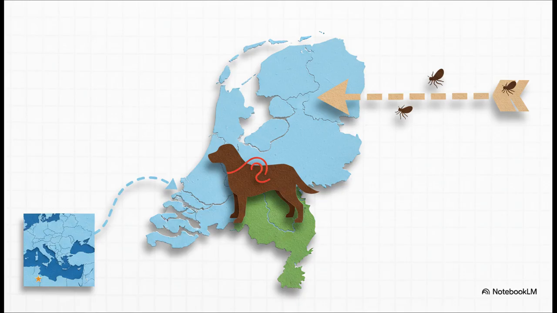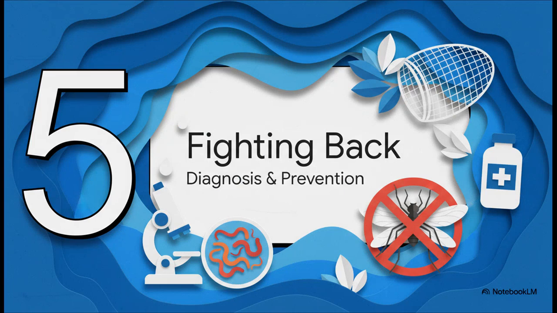But here's the other huge risk factor. The thousands of dogs imported every year from Mediterranean countries where Leishmania is already widespread. So if the sandflies arrive, the parasite is already there, waiting in these animal reservoirs, just ready to kick off a local transmission cycle. So with all that said, how do we fight back? In Section 5, let's take a look at diagnosis, treatment, and, of course, prevention.